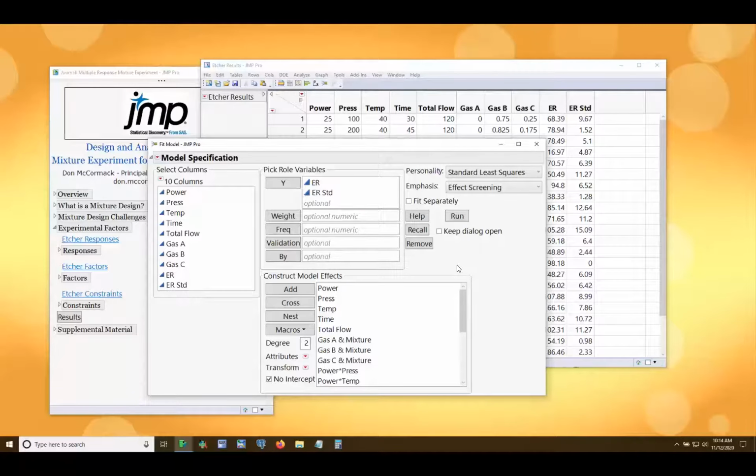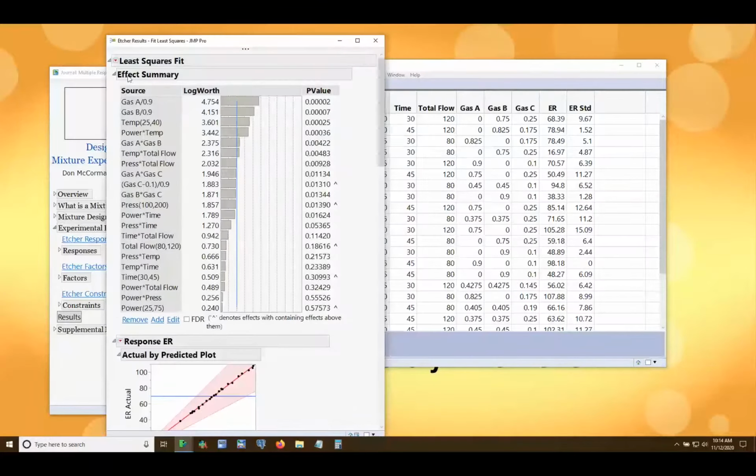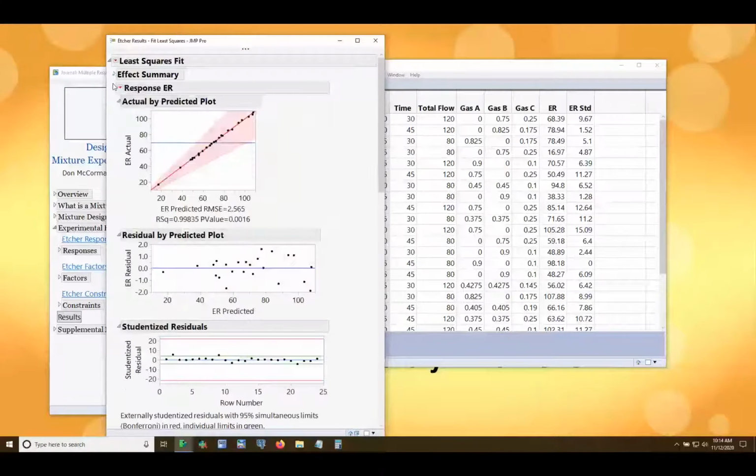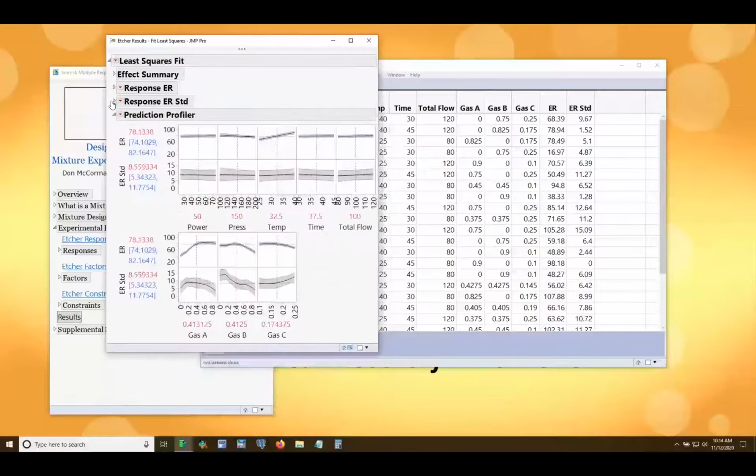Now, at this point, I've got a couple of options. I can completely take the tack that I'm not going to do any screening. I'm not going to remove any non-mixture component factors from my design. I'm just going to run my model and focus on my prediction. So I'm going to go ahead and do that. Let me minimize a lot of these. There we go. And I am going to skip right down to my prediction.